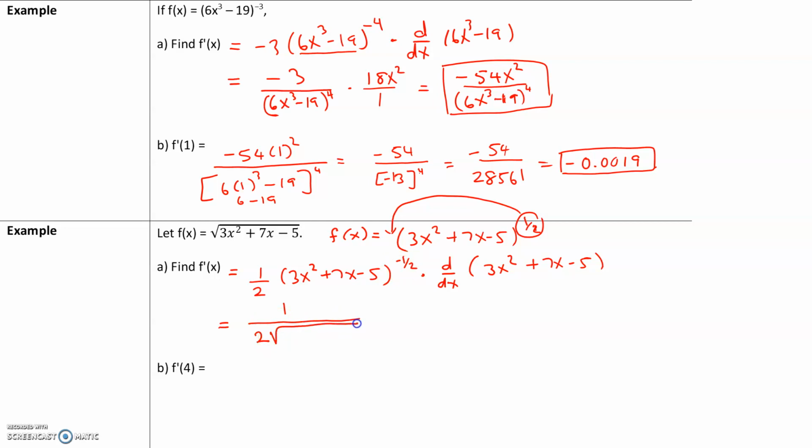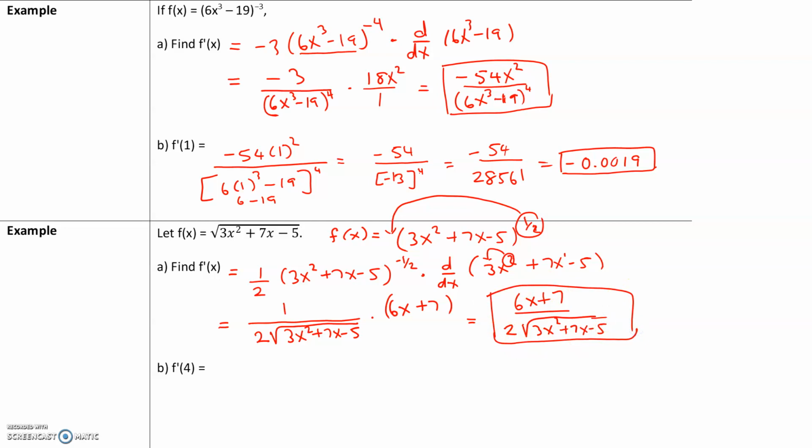So I'm going to say this is 2 times the square root of 3x squared plus 7x minus 5. And then we're going to multiply this by the derivative of 3x squared plus 7x minus 5. So the 2 multiplies to the 3. This becomes 6x. And then we've got the plus 7 because 1 times 7 is 7. Okay, so we're going to get 6x plus 7 on the numerator, that's 1 times 6x plus 7. The denominator is going to contain 2 times the square root of 3x squared plus 7x minus 5. And that is our derivative.